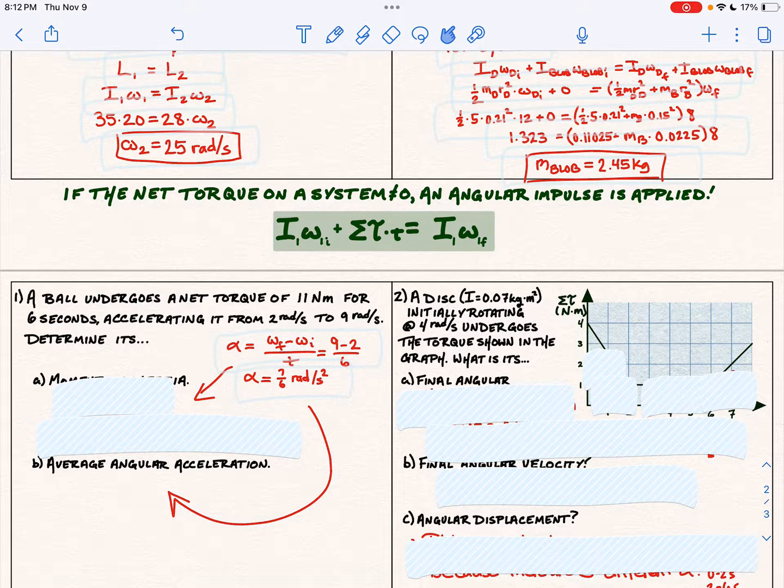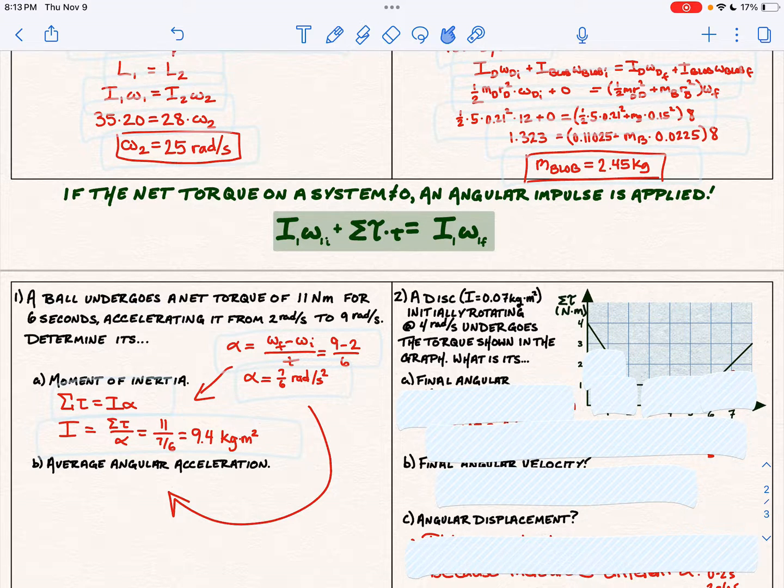And then once you have that, you can determine the moment of inertia of the ball with Newton's second law. The moment of inertia of the ball is the torque of 11 Newton meters divided by alpha of 7/6, and that gives you a moment of inertia of 9.4 kilogram meter squared. This is nice because we've just figured out the moment of inertia of the ball without knowing the mass of the ball or the radius of the ball. This is a direct way to measure moment of inertia that we'll be using in the lab. We, in fact, did that in the lab yesterday.